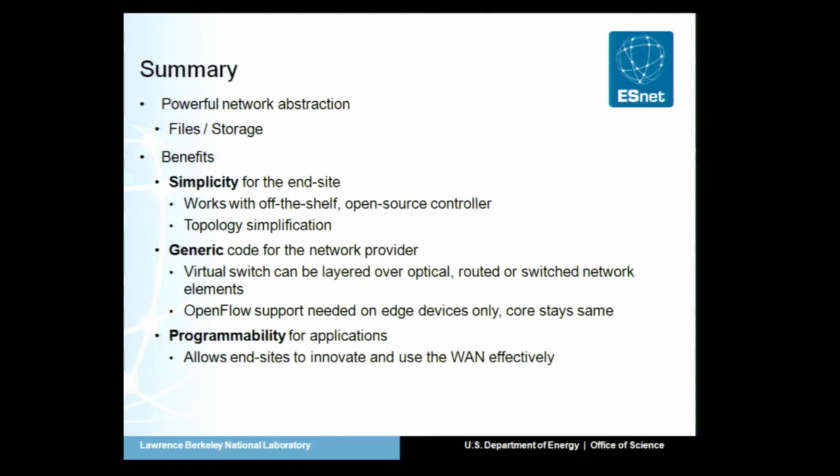You can run this over a transport OpenFlow SDN or a routed OpenFlow based network. You need OpenFlow support at the edges only. So if you have investments in legacy infrastructure, you can keep that while still providing programmability to your end customers. And it allows the end sites to innovate independent of your evolution, and that abstraction, like file and storage, is going to be really powerful.